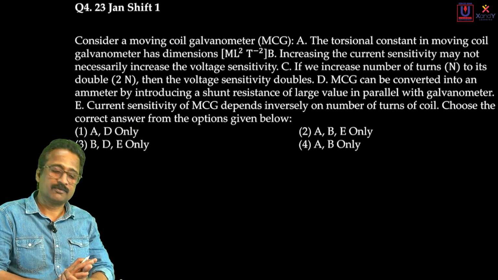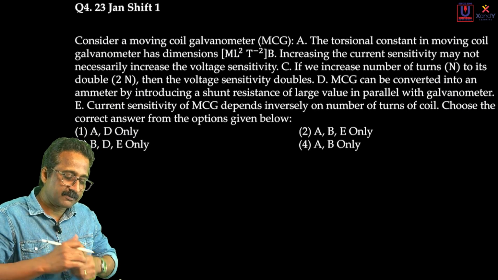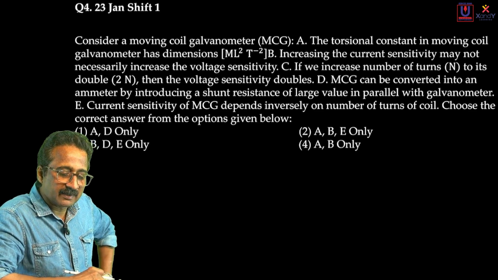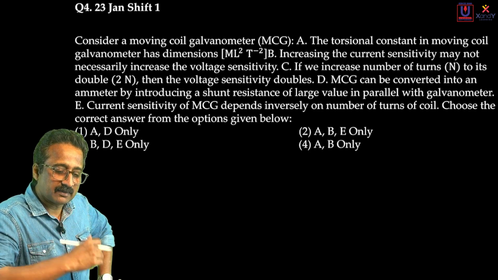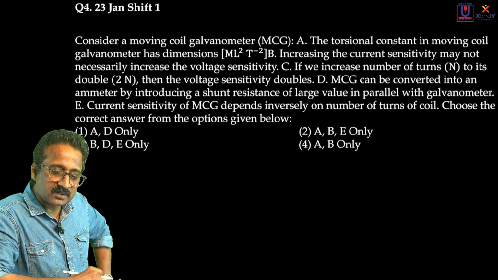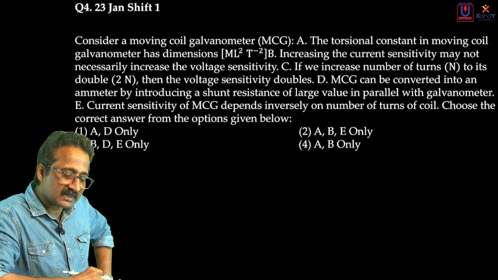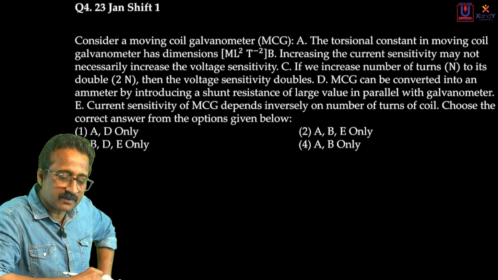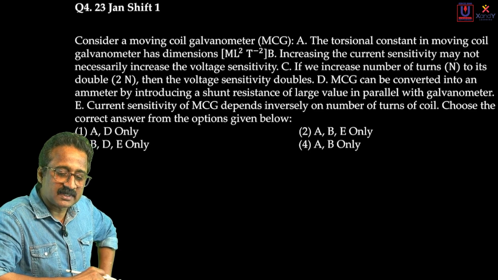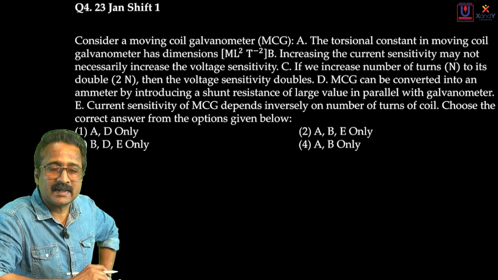It is question 4 in my paper. Consider a moving coil galvanometer, MCG. MCG is what they call moving coil galvanometer. Torsional constant in moving coil galvanometer has dimensions ML square T raised to minus 2. So there are 5 statements given here. The first statement is about torsional constant in a galvanometer.